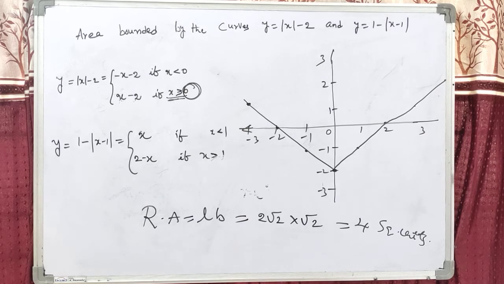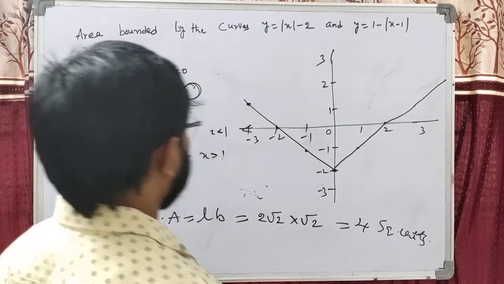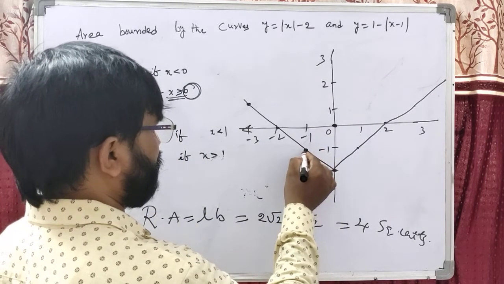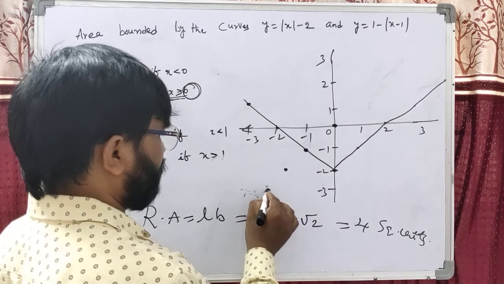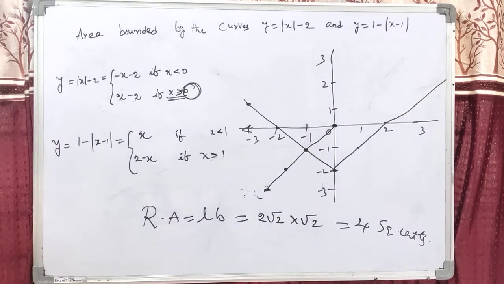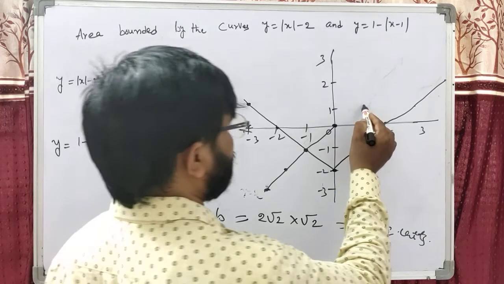Now the other graph is x less than 1. What is it, students? x less than 1. When you take 0, that is 0. Minus 1, minus 2, minus 2, 3, 3. This is the graph. Okay students, now x greater than 1, that is 1, 1. This is the one.